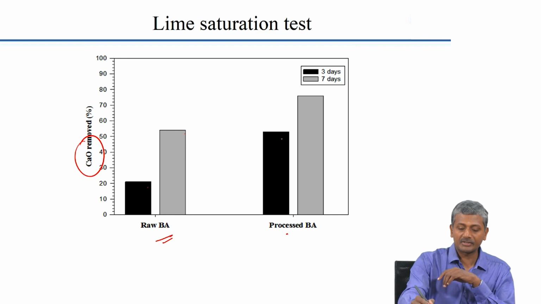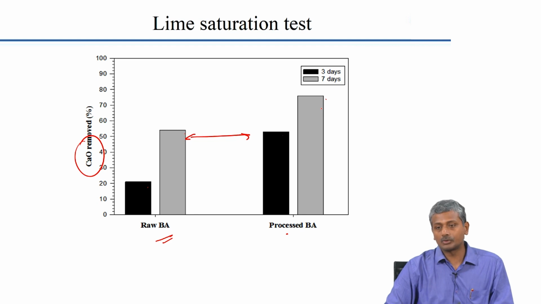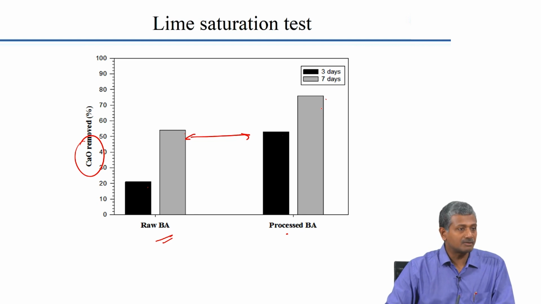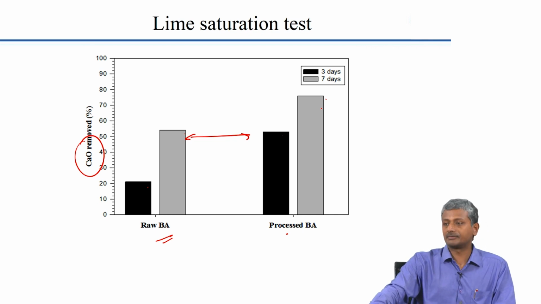In processed bagasse ash, at 3 days itself you are almost equal to the 7-day performance of the raw bagasse ash, and by 7 days you have nearly reached 80% removal of the lime from the solution. That means you have substantially good reactivity even as early as 7 days. So, there are several ways of looking at this. You need to form a reasonably good estimate of what kind of reactivity your system will give.